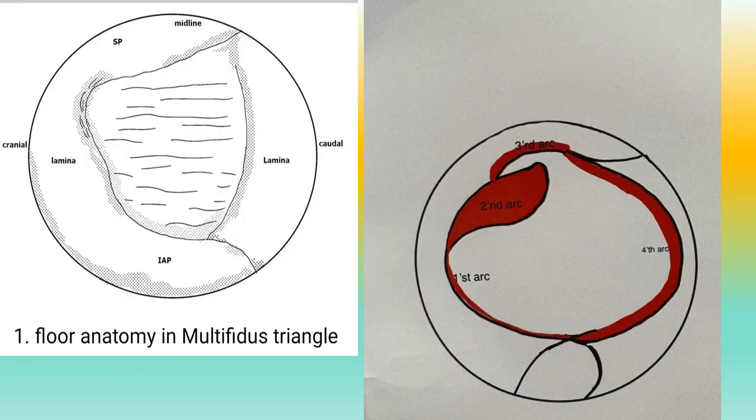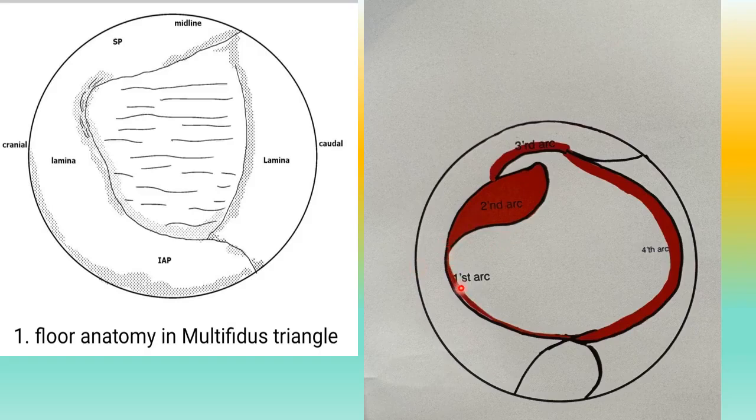Then coming to the floor anatomy of the multiple triangle, for this junction, our working starts from here, and this is known as the spinolaminar junction. This is the spinous process, this is the lamina, and this is the IAP. This is the lower lamina. This is the area of ligamentum flavum. This is the midline.